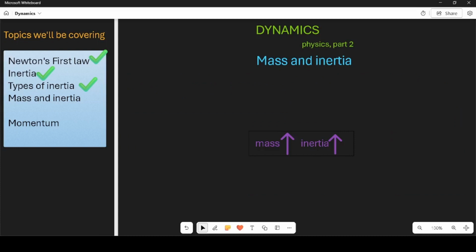There's a simple relation between mass and inertia. The more the mass of an object, the more the inertia of the object. So, for example, if a football is kicked, it moves a long way, but if an iron ball is kicked with the same force, it does not move as far as the football. So we can say that the more the mass, the more the inertia.